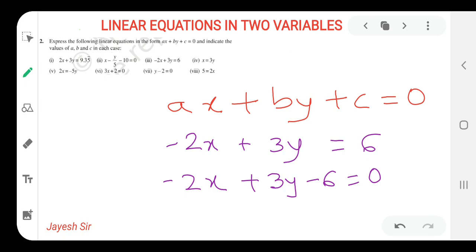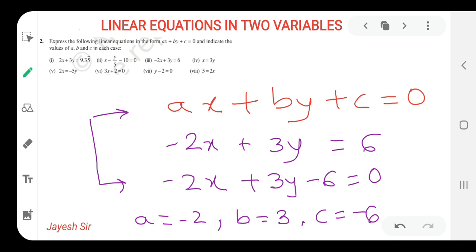Now can you compare these two equations, the basic equation and the equation we have obtained. ax equals minus 2x, so the value of a we can obtain over here is minus 2. Similarly for b, it is by equals 3y, so the value of b we are obtaining is 3. Plus c equals minus 6, so the value of c is minus 6. In this way we can say, friends, the values of a, b and c we have found: a equals minus 2, b equals 3 and c equals minus 6.